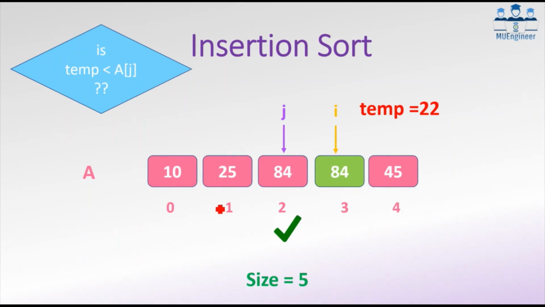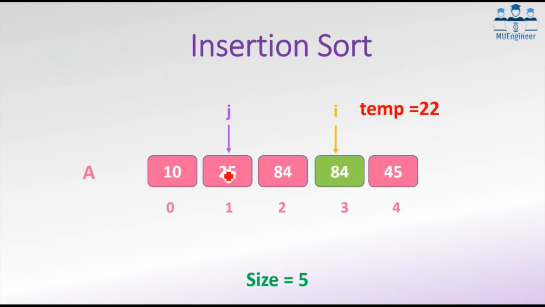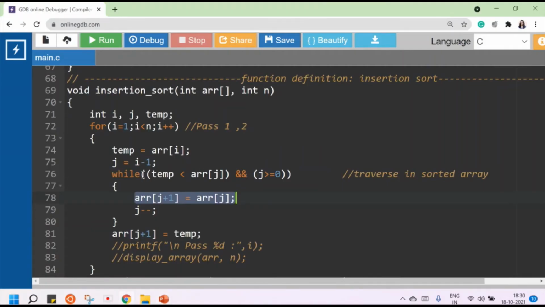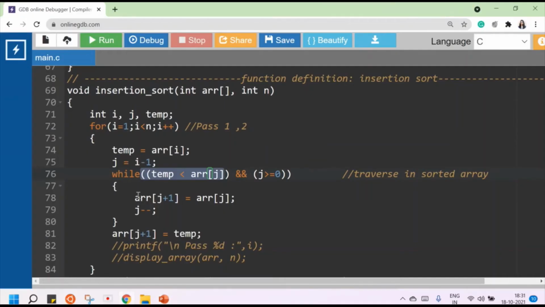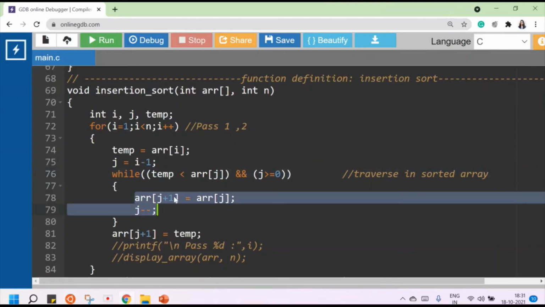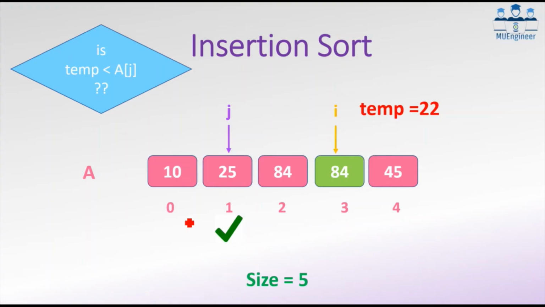So now we decremented j by 1. So j is now pointing to 1. Again I'm checking the condition: is temporary less than array of j? 22, yes, 22 is less than array of j. That means the condition is true again. So I'm entering the while loop, pushing the value to the next location and decrementing j by 1. So 25 I'm pushing to the next location and j is decremented by 1.